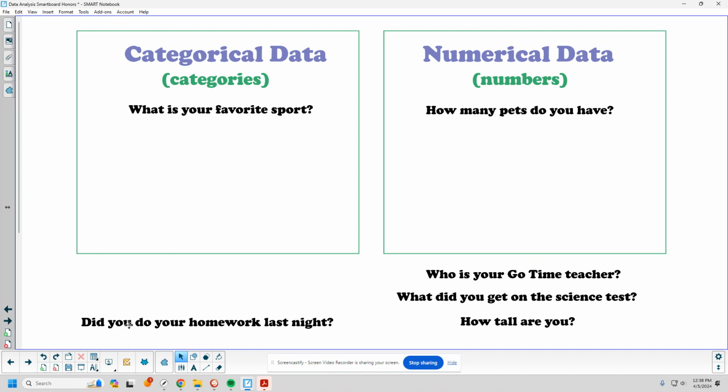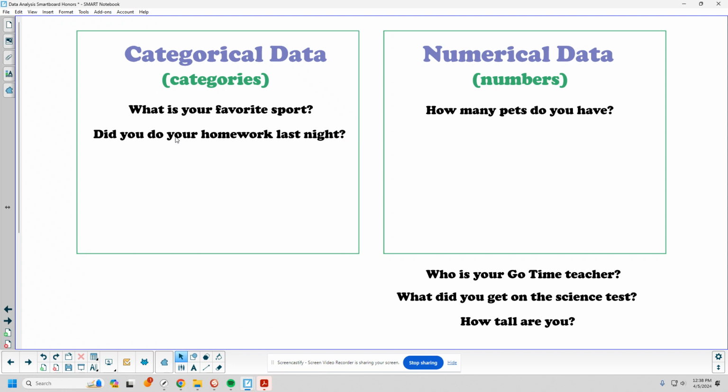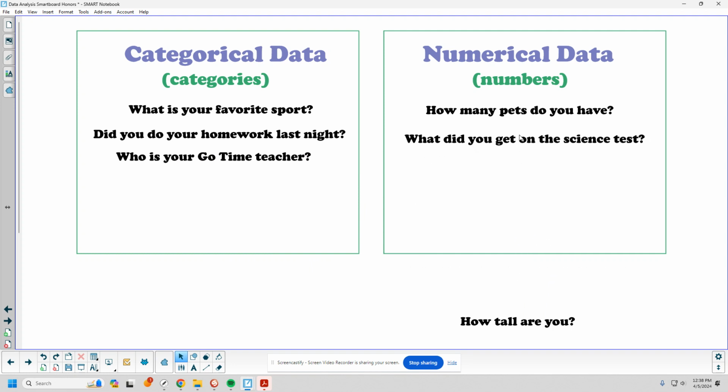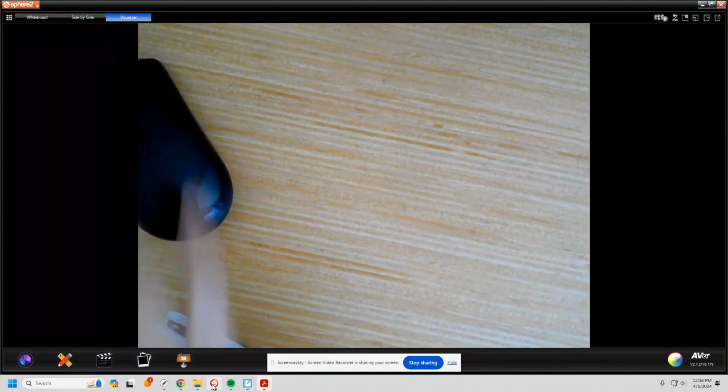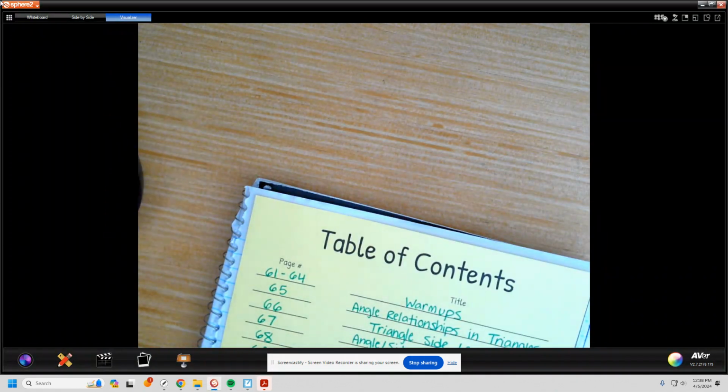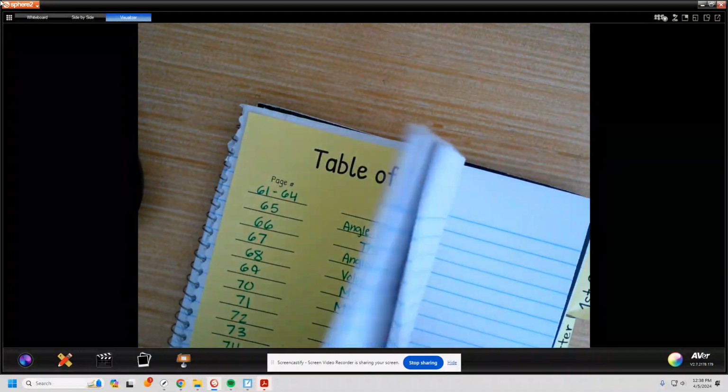Did you do your homework last night? That would either be a yes or a no, so that's also categorical. Who is your go time teacher? That's categorical. What did you get on the science test? You'd give me a number, so that's numerical. And how tall are you? You would give me a number. So numerical is numbers, categorical is like words or categories. All right, so let's get into the notes on page 75.